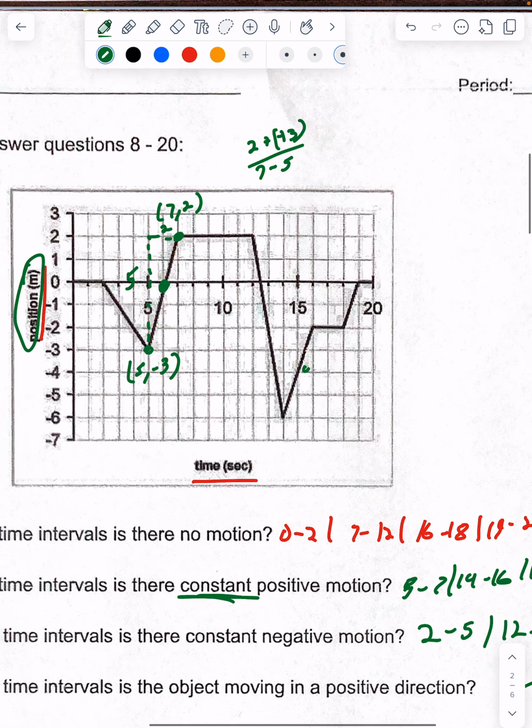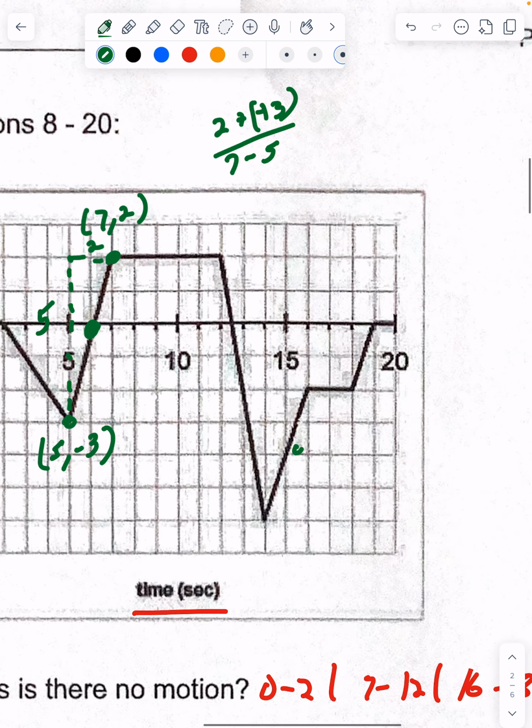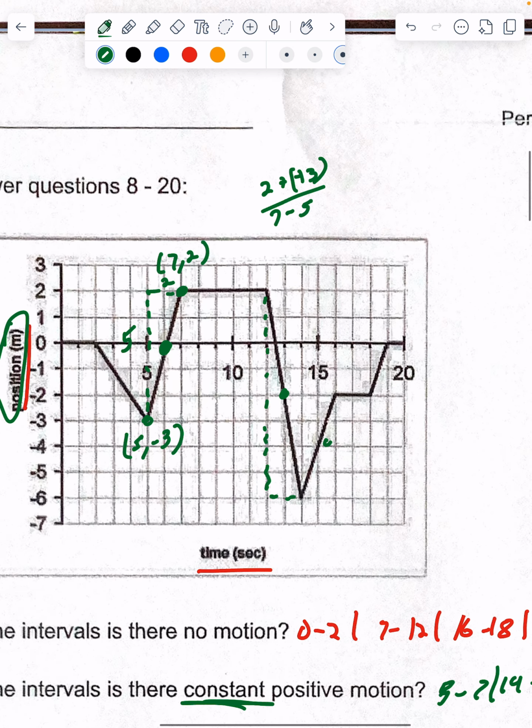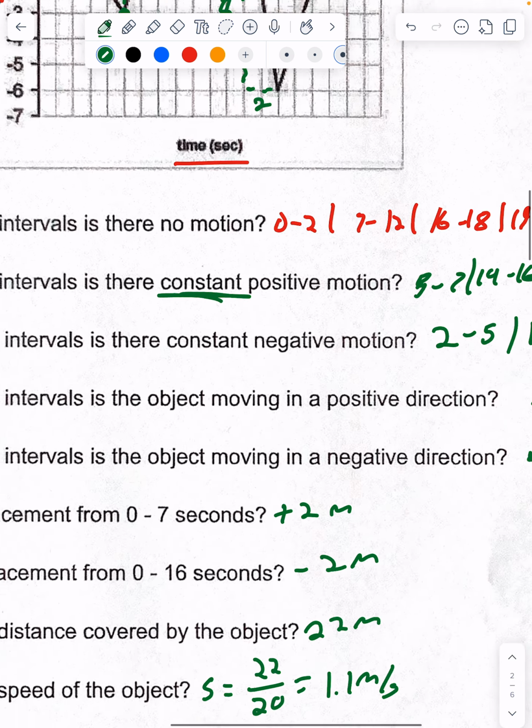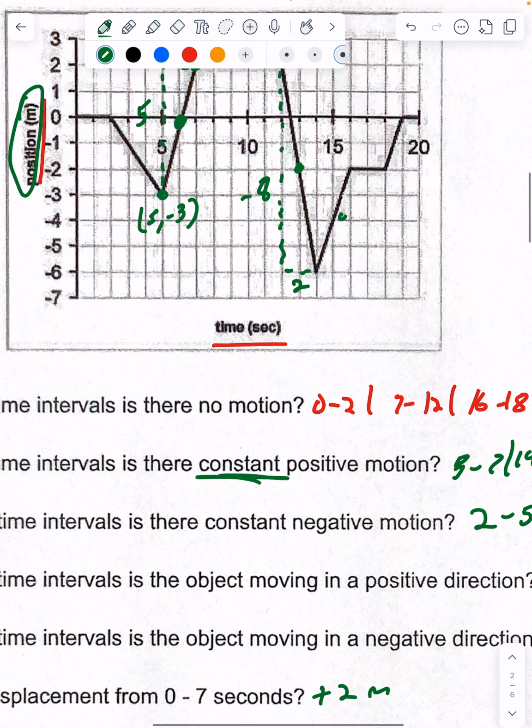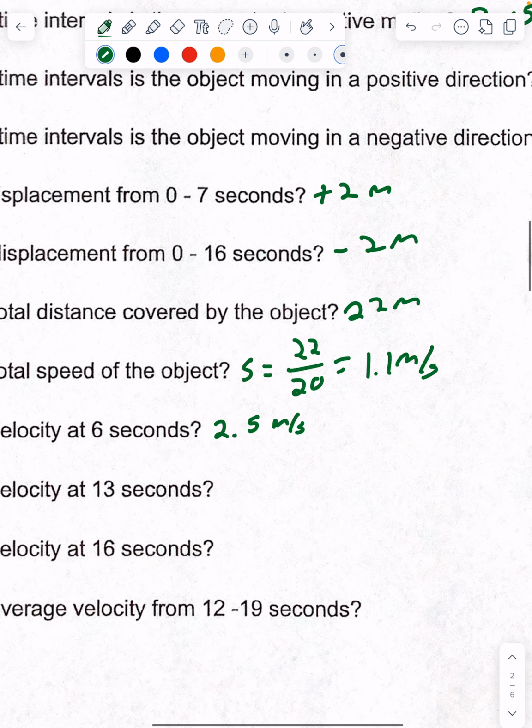So at 13 seconds, we are right here. Okay, so you could do the triangle here if you want to. You went down here and then over 2. So you went down from 2 to negative 6, that's 8 over 2, so negative 8 over 2. So in this case, sorry, you went down 8. So negative 8 over 2, and that gives you negative 4 meters per second.